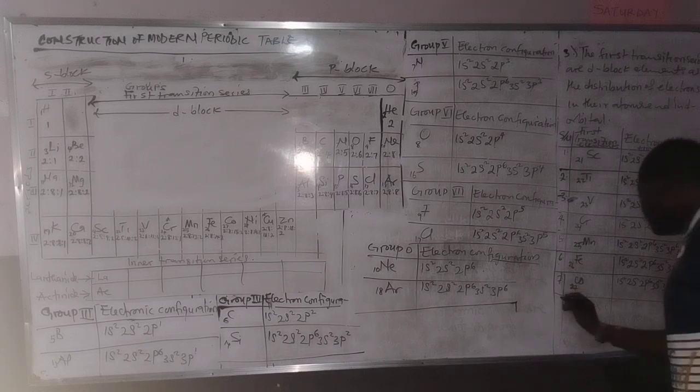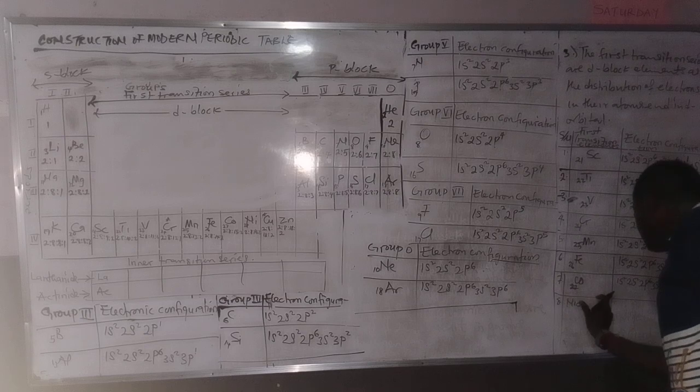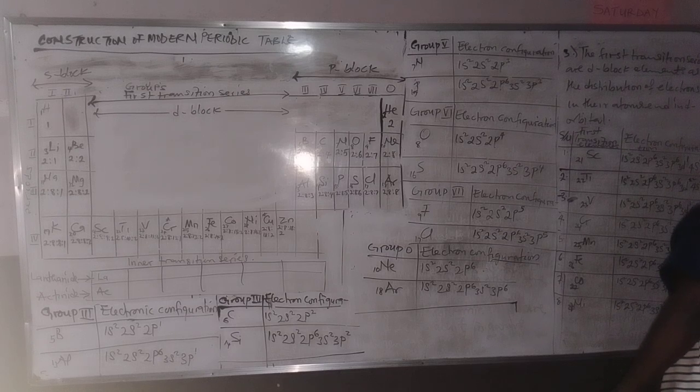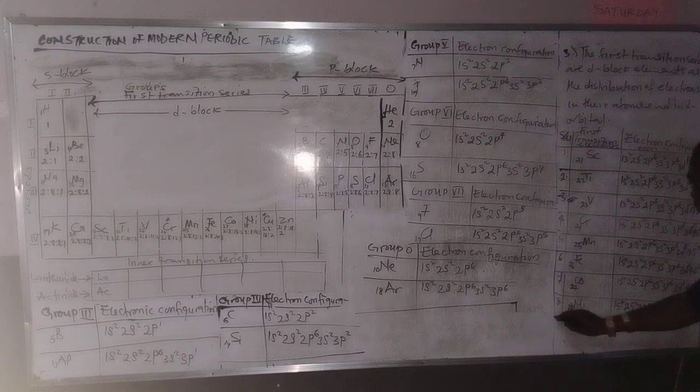Then the next one, number 28, that's nickel. Ni28 is 1s2, 2s2, 2p6, 3s2, 3p6, 3d, 4s2. Then after that, the remaining 8 is now put here.